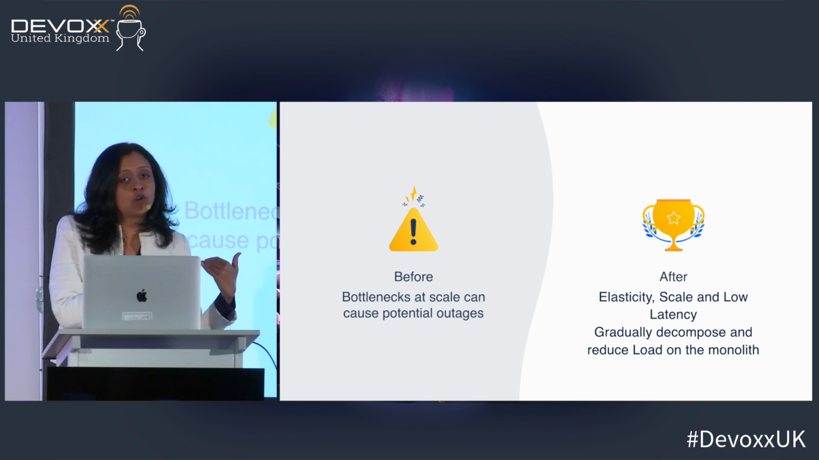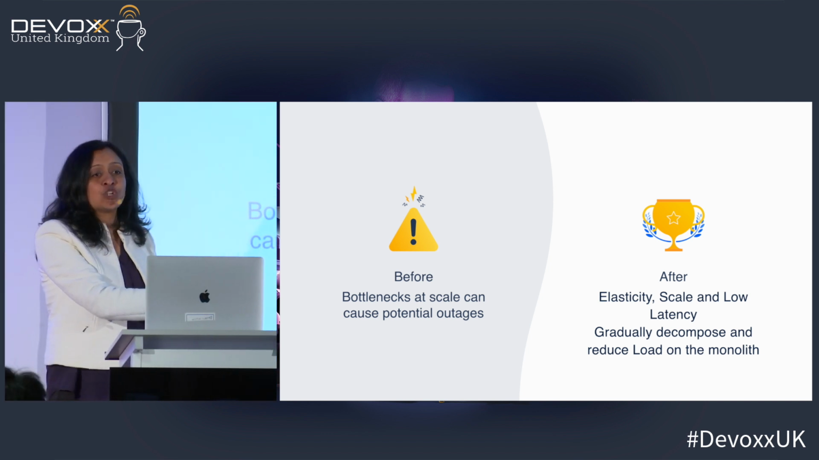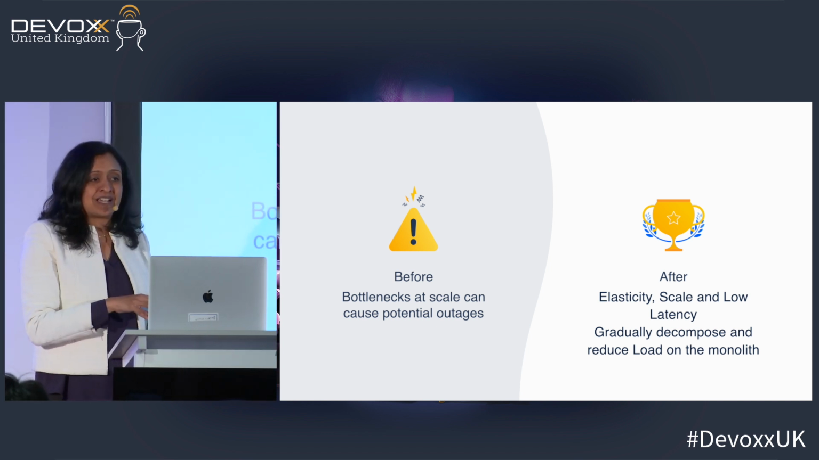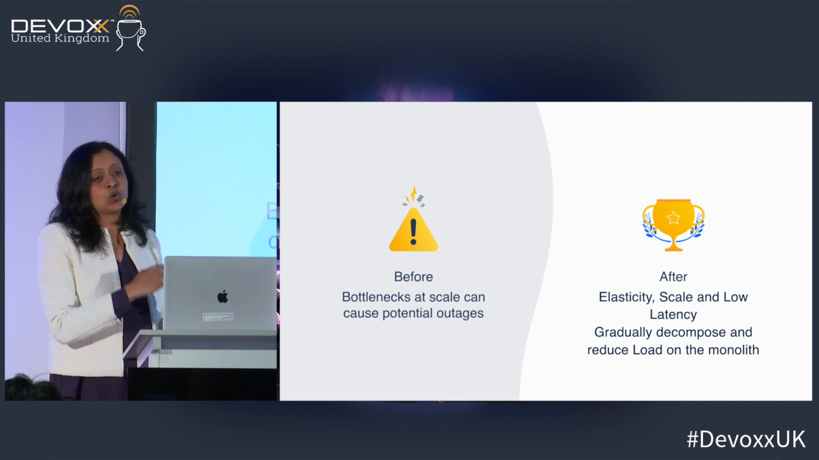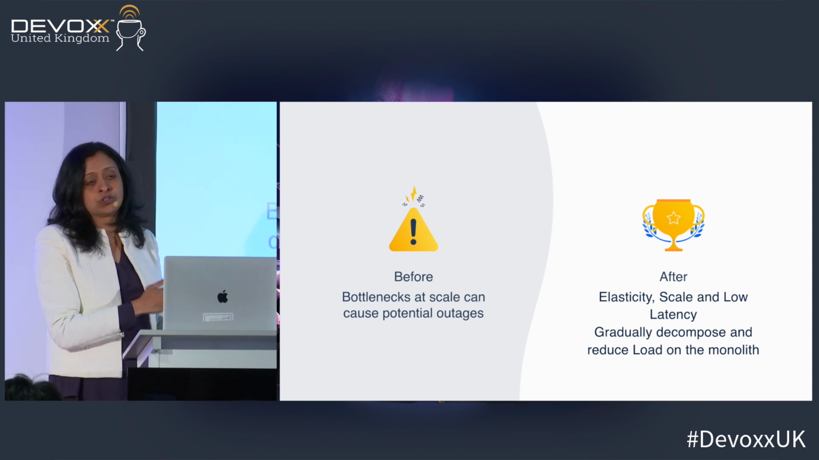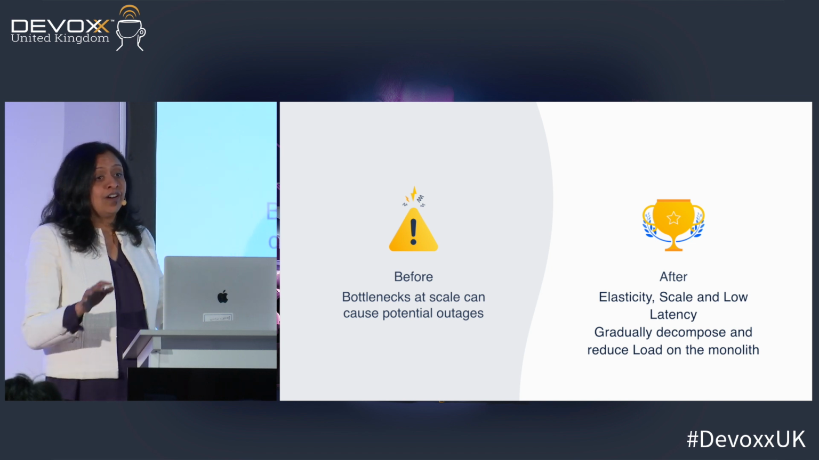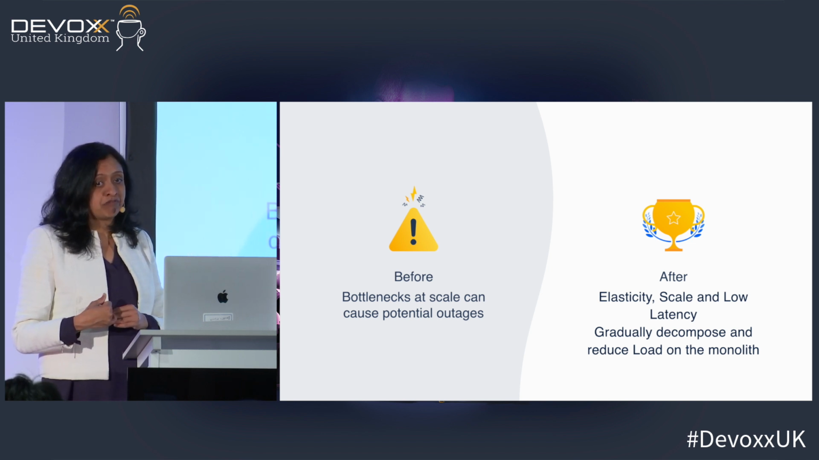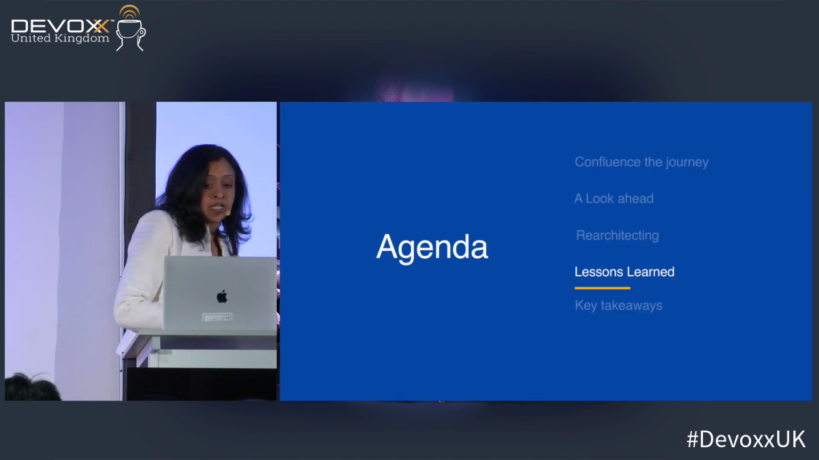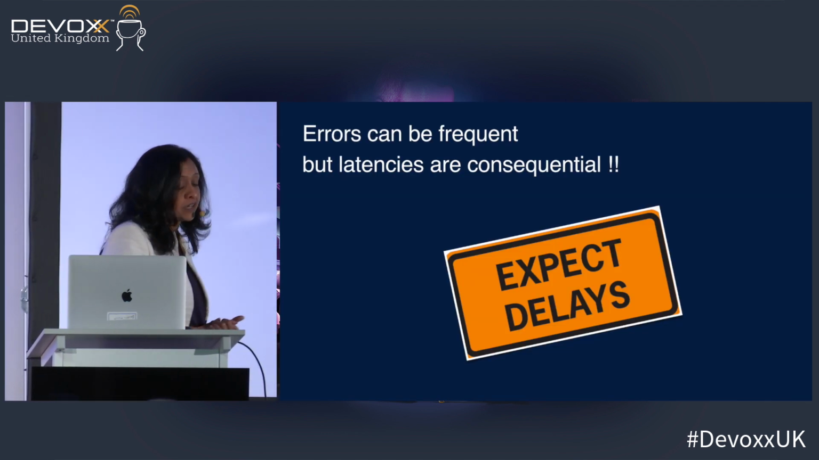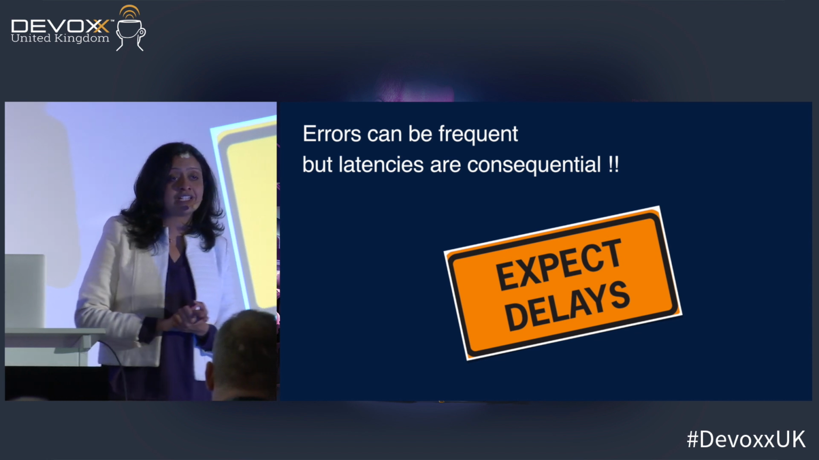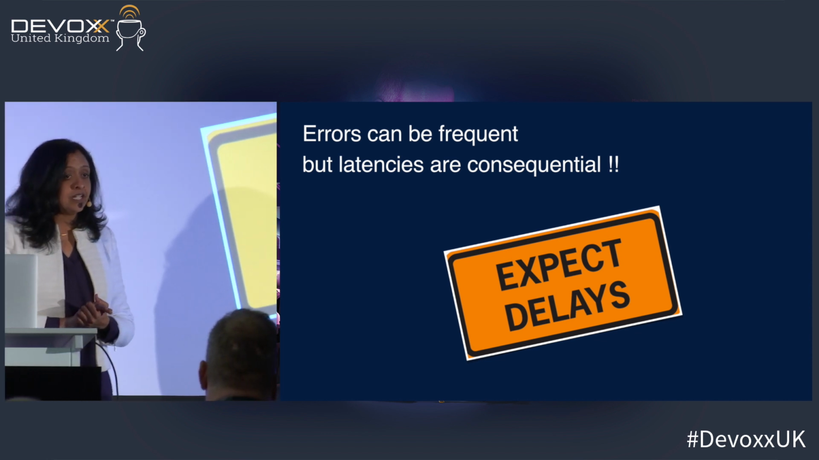So you have to reduce the load on the monolith. You ensure that there is partial degradation, and of course you could have good fallbacks for it so the customer doesn't even notice it. But overall it helps improve the performance. So what are the lessons which we have learned along this journey?